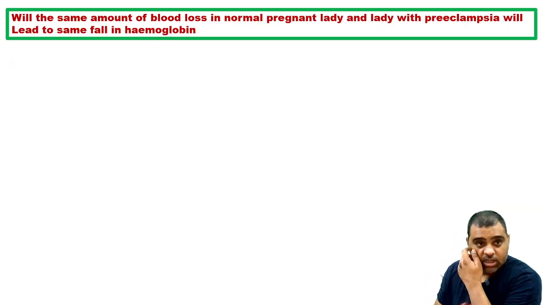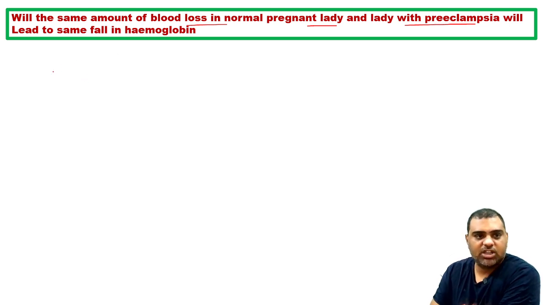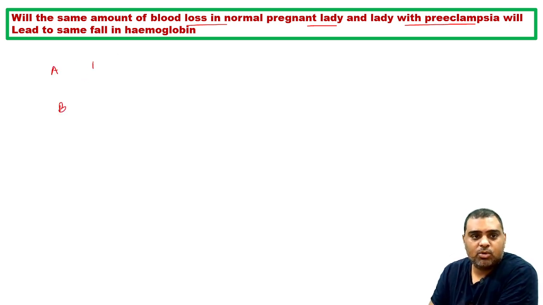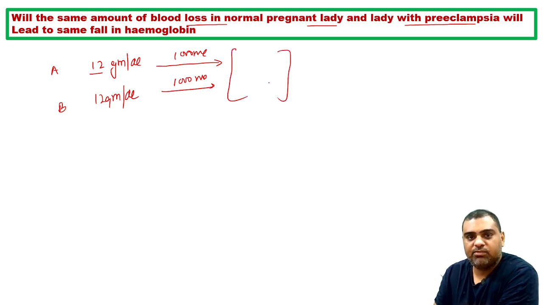Now, this is a question to you. Will the same amount of blood loss in a normal pregnant lady and a lady with preeclampsia lead to the same result? For example, there are two ladies, A and B, both have hemoglobin of 12 gram per dl, and both of them lose 1000 ml of blood. Then what will be the new hemoglobin? Will it be the same or different? So the answer is it will be different.